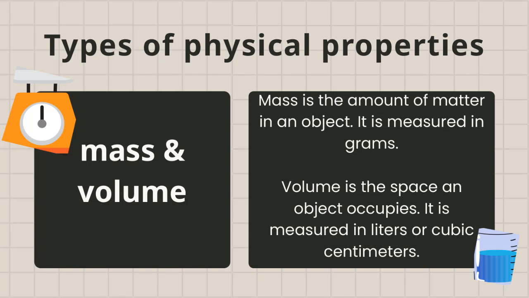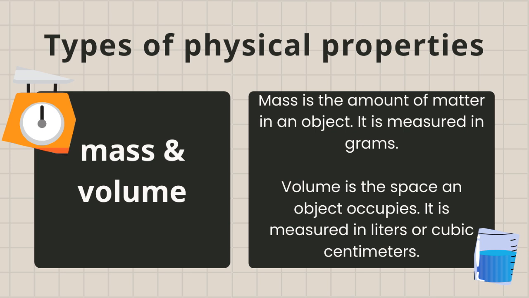Today, let's talk about two important types of physical properties, mass and volume. Mass is essentially how much matter is contained in an object. Think of it as the weight of the object, but in scientific terms, we measure it in grams. It's a key concept because it helps us understand the amount of material we're dealing with.